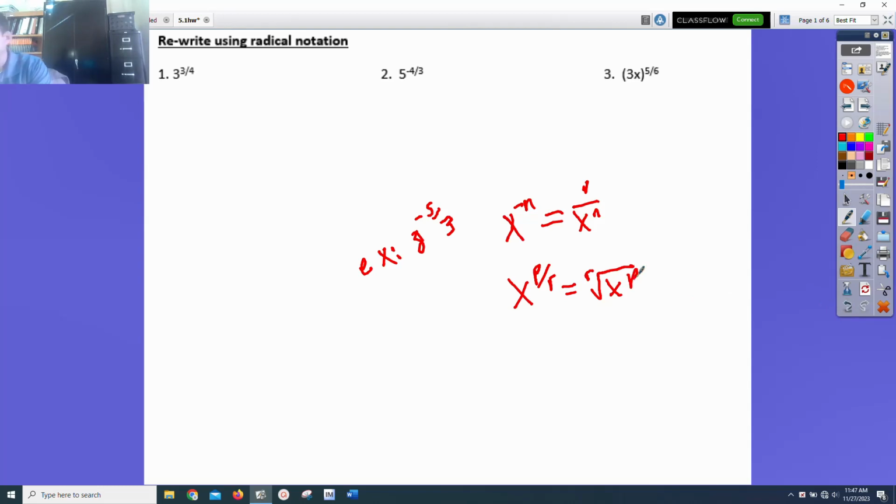Those are 2 rules I need. So taking this 8 to the negative 5/3, I notice that negative symbol right there that I'm actually trying to circle right now, but nothing is happening whatsoever. This is 1 over 8 to the 5/3. That's my first step.